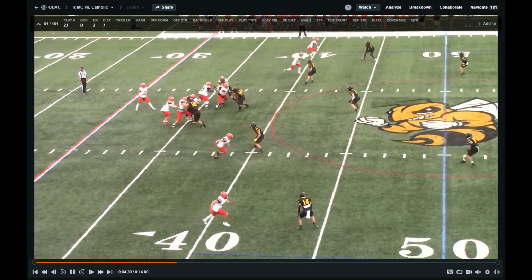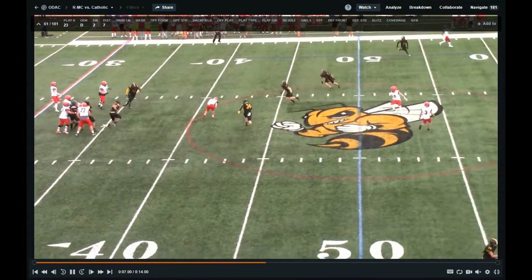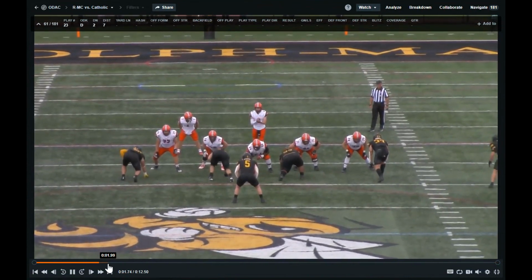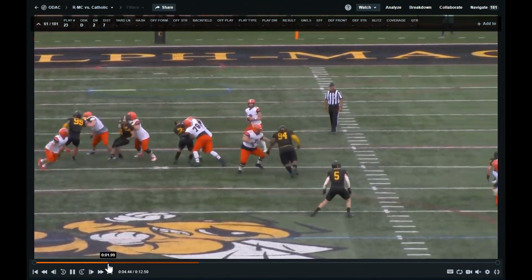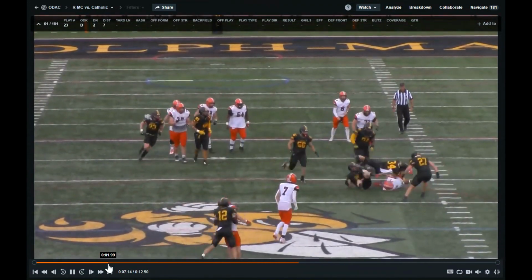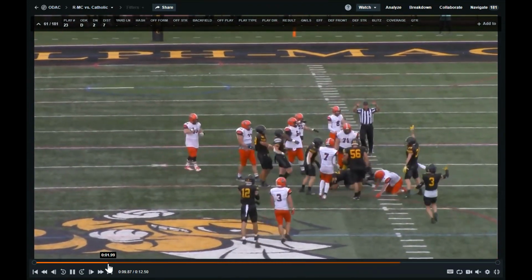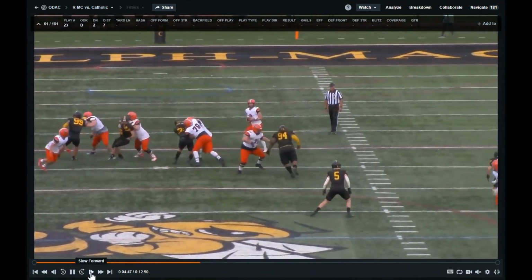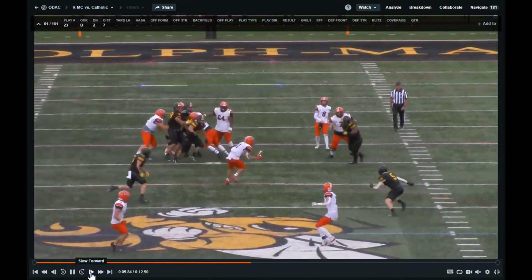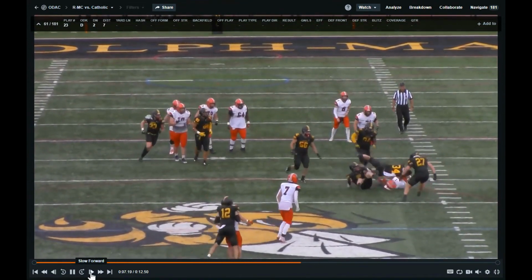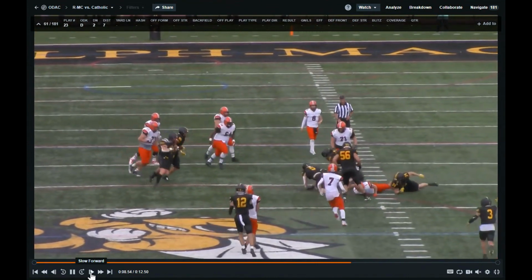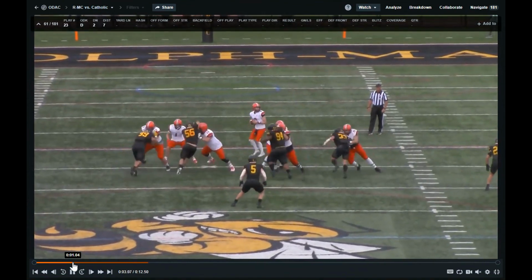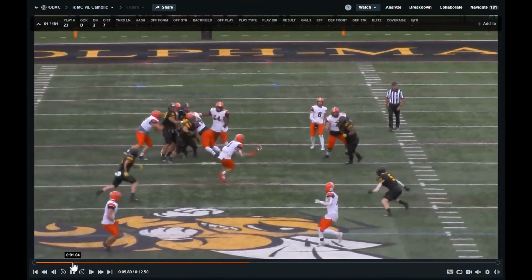On this first play, let's key the running back. You make the call. Is this a catch fumble or an incomplete pass?